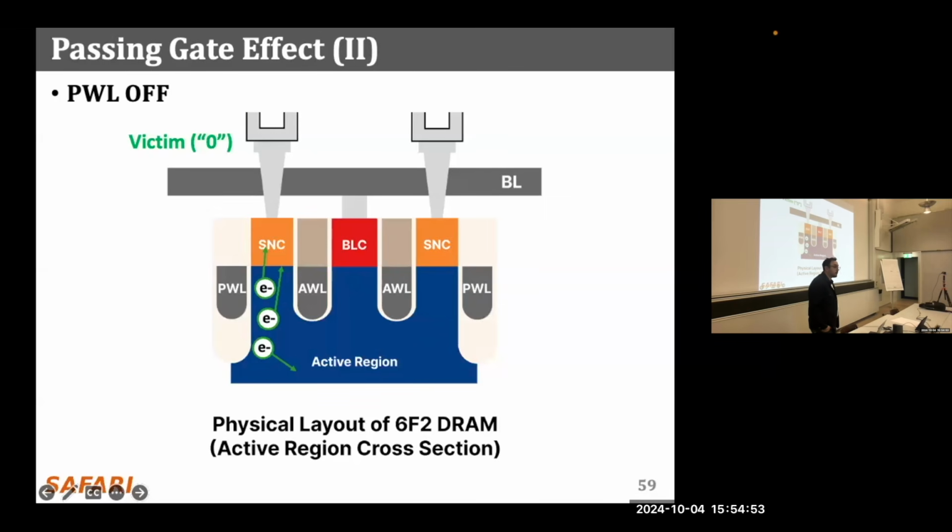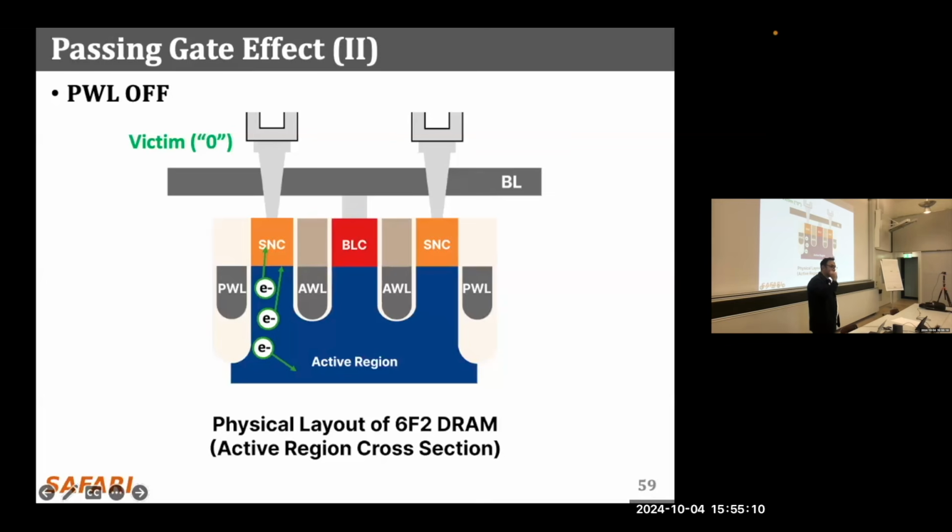Yes. Actually, there were some modules. So the question is, is there an asymmetry in double-sided attacks, in the aggressor rows? No, the effect is one-sided. Okay, I understand now.